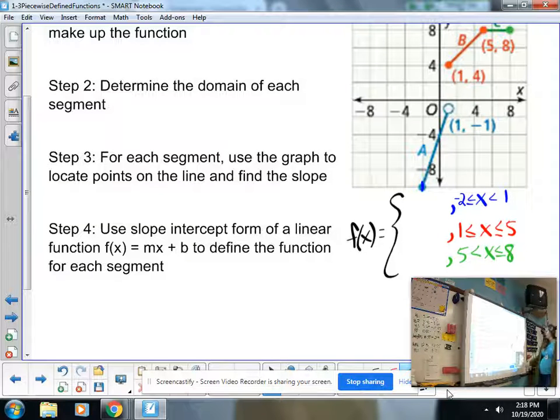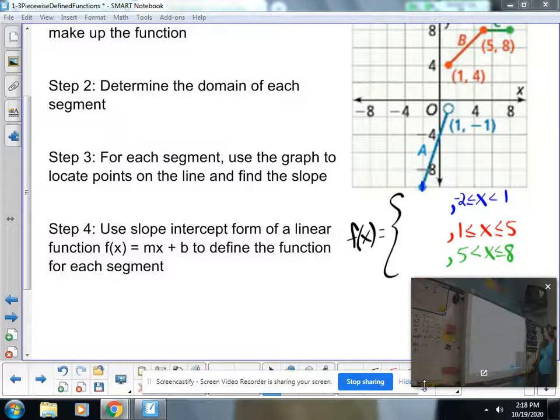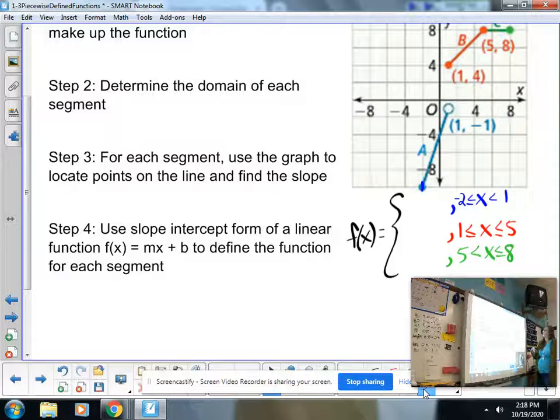We want to look at some points that are on the line in order to come up with some type of equation. So I can see I have this -4 on the line, and that is actually going to be the b value for this blue piece.